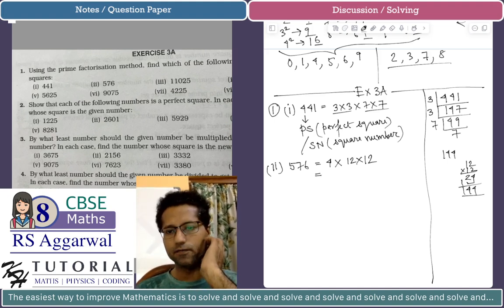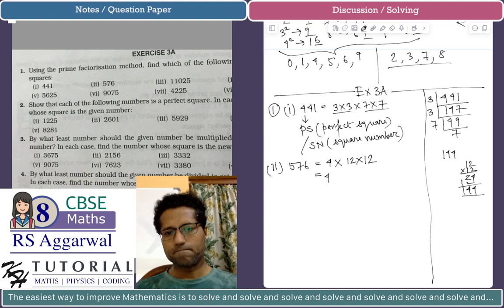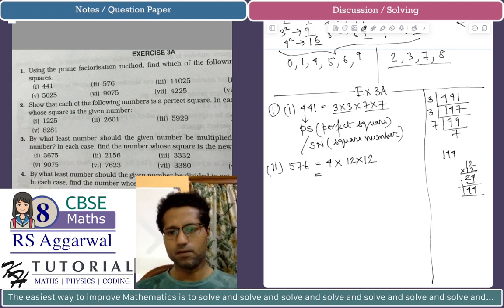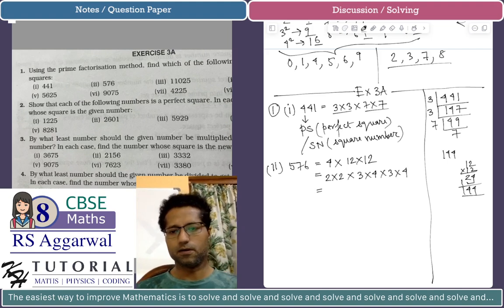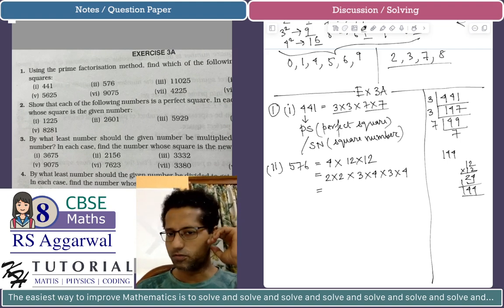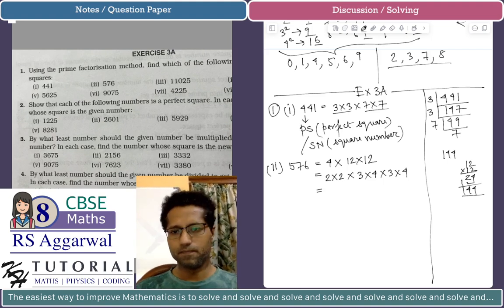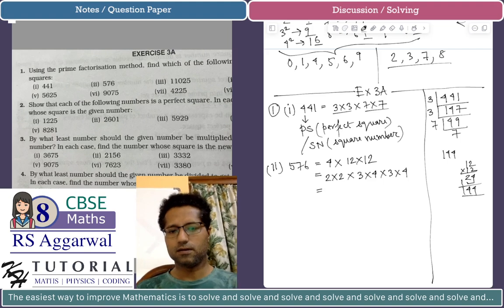Now, the prime factorization says that you need to find the prime factors. Now 4 is not a prime number. We can write it as 2 into 2 multiplied by 3 into 4 multiplied by 3 into 4. Definitely it will not be a perfect square, because we see 12 multiplied by 4 is left behind. Anyway, if we factorize it further to have prime factors, let's see what happens.